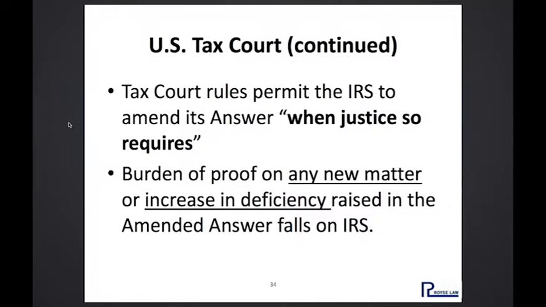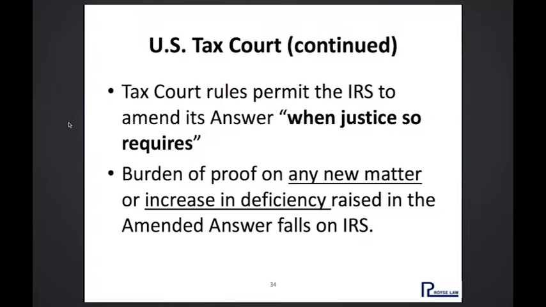Okay. The tax court rules permit the IRS to amend its answer when justice so requires. Now, from my experience, this is applied very liberally. For example, in one of my cases, the IRS amended its answer to concede an NOL, a net operating loss adjustment, and alleged a new $1 million plus adjustment that was based on an assignment of income theory. And they did this about a month prior to trial, and the court allowed them to do so.